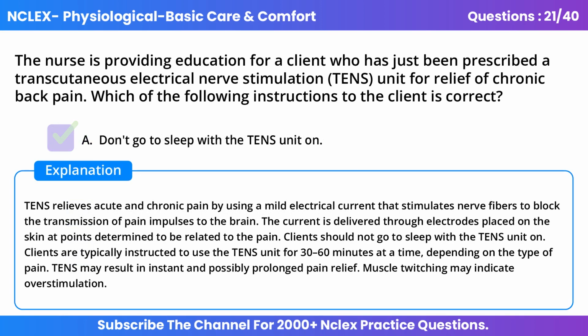TENS relieves acute and chronic pain by using a mild electrical current that stimulates nerve fibers to block the transmission of pain impulses to the brain. The current is delivered through electrodes placed on the skin at points determined to be related to the pain. Clients should not go to sleep with the TENS unit on. Clients are typically instructed to use the TENS unit for 30 to 60 minutes at a time, depending on the type of pain. TENS may result in instant and possibly prolonged pain relief. Muscle twitching may indicate overstimulation.